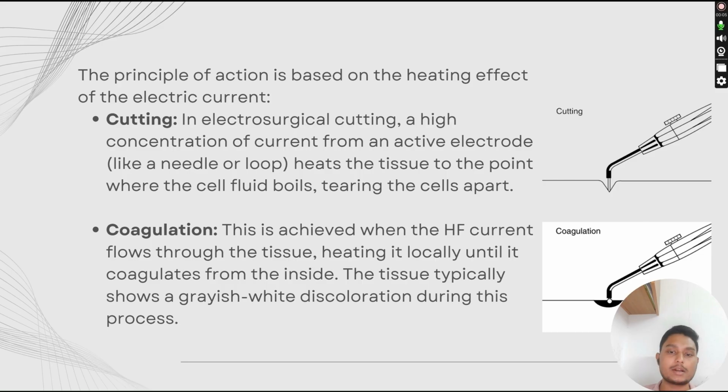Depending on how the current is applied, diathermy can be used in four different ways. First, cutting. Here, a very high concentration of current is delivered to a fine electrode, like a needle or loop. The heat is so intense that the fluid inside the cell boils instantly, and cells burst or tear apart, and this allows the surgeon to make a precise incision. Second point, coagulation. This time, the current is slower and less intense. Instead of bursting cells, it seals blood vessels. So bleeding is controlled right there on the spot.